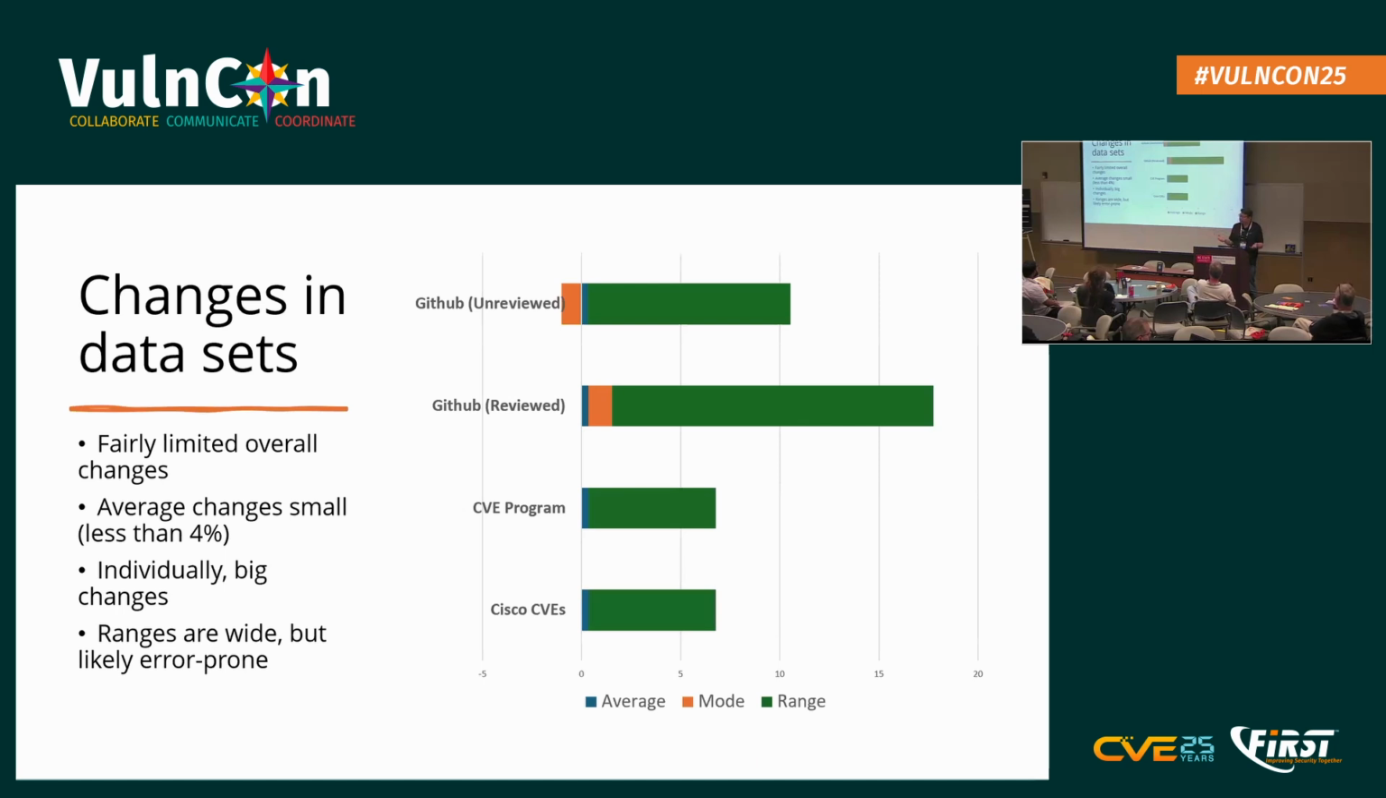So some of the summarizations: overall across the whole range, the scores don't change that much from version 3.1 to version 4.0. On average, Cisco scores increased by 0.3, the CVE program by 0.4. So it's about a 0.3 across the whole range. There are some individually big shifts.